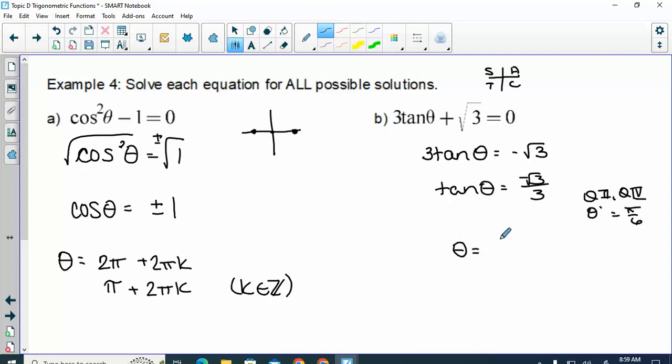So pi over 6 in quadrant 2. In quadrant 2, the top is 1 less. That's 5 pi over 6. In quadrant 4, our pattern was double minus 1. Okay, but if I say all possible solutions, what do I have to put with each of those? It should tell me that k is an integer.